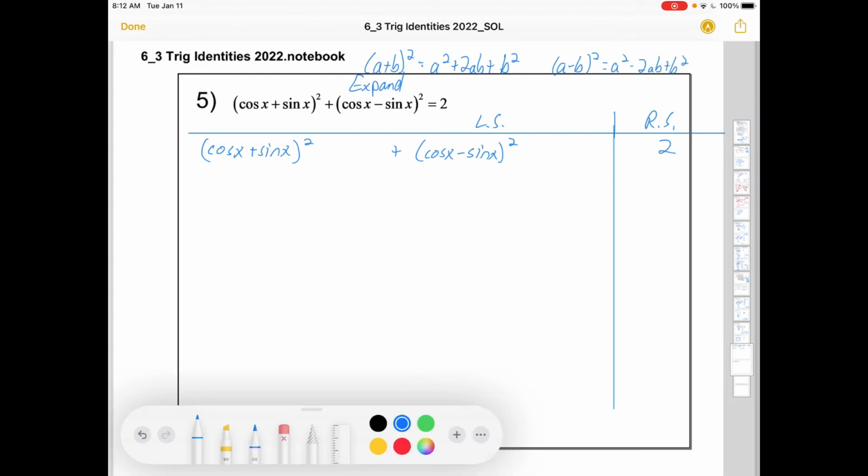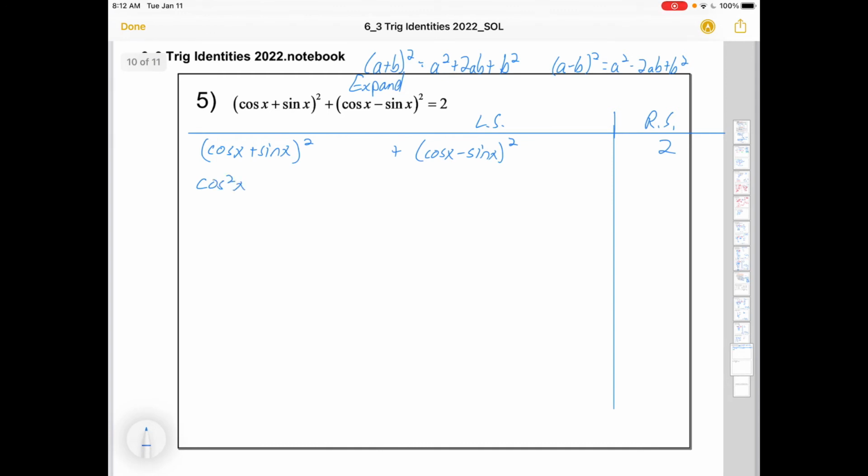So in this first one, we get cos squared x plus 2 sine x cos x plus sine squared x. In the second one, we'd get cos squared x minus 2 sine x cos x plus sine squared x. Okay, and if you're not sure, then you can just write those brackets out twice and FOIL them out. You'll get to the same result.